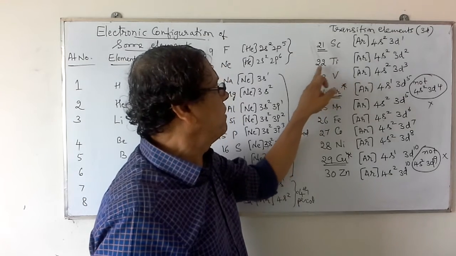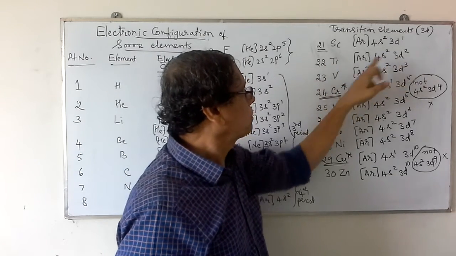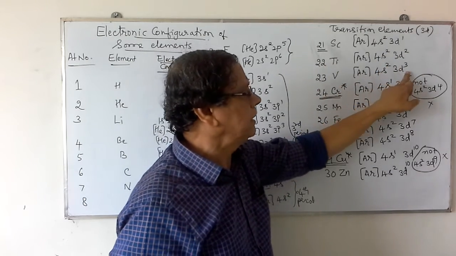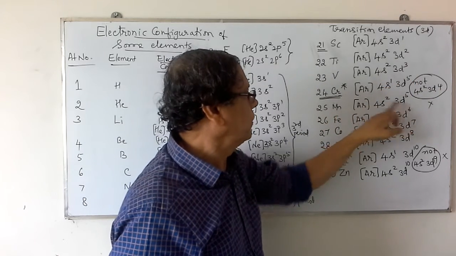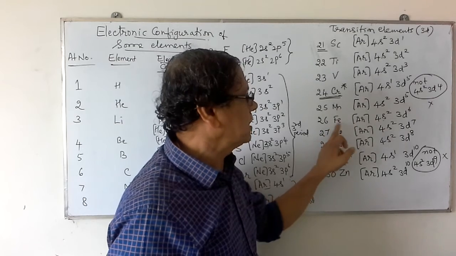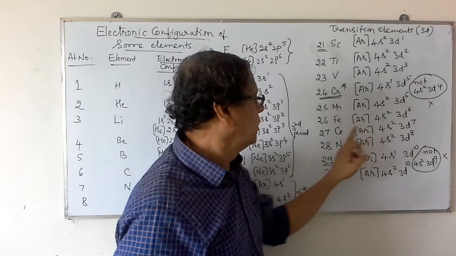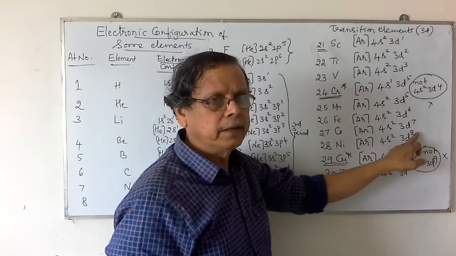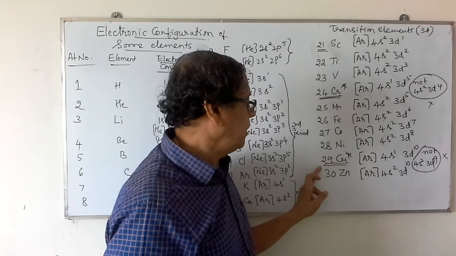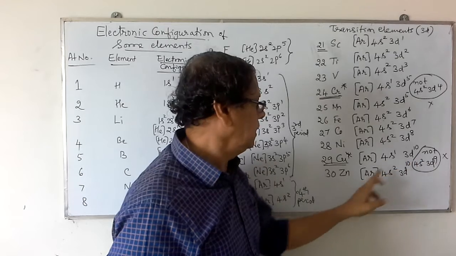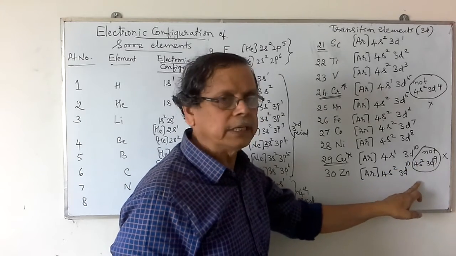For titanium, it is 22, 2 and 2. For vanadium, 23, 2 and 3. For manganese, 25, 2 and 5. 26 iron, 2 and 6. 27 cobalt, 2 and 7. Nickel, 28, 2 and 8. But copper has 4s1 3d10, zinc has 4s2 3d10.